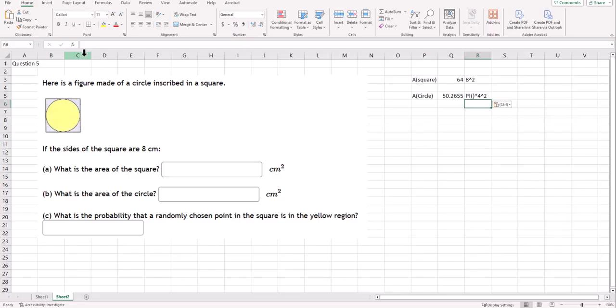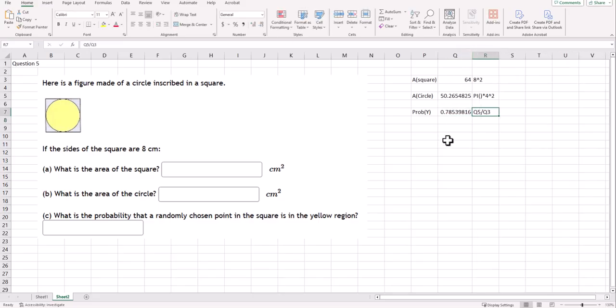16 times 3 is about 48, so that's pretty reasonable. So then our probability here that we're looking for, the yellow, is going to be equal to the area of the circle divided by the area of the square. And I might want to see about rounding that. It looks like it rounded it correctly there. 0.7854.